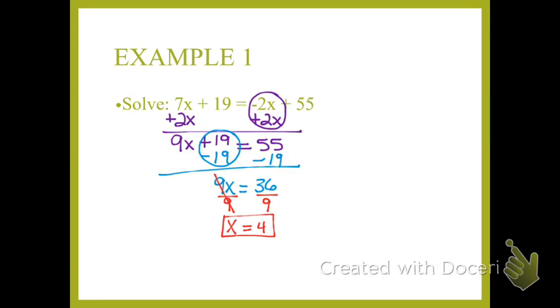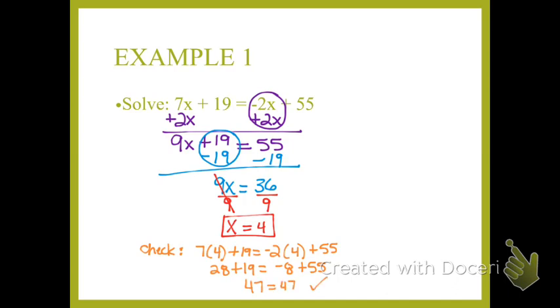Don't forget to do a quick check. Go back to the beginning of your problem and rewrite it, but replace all the x's with 4s. So instead of 7 times x, 7 times 4, plus 19 equals negative 2, instead of negative 2 times x, negative 2 times 4, and then plus 55. Use your order of operations to simplify. And we end up with 47 equals 47, so I know that my answer is correct.